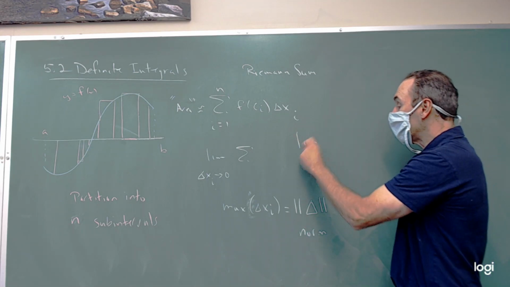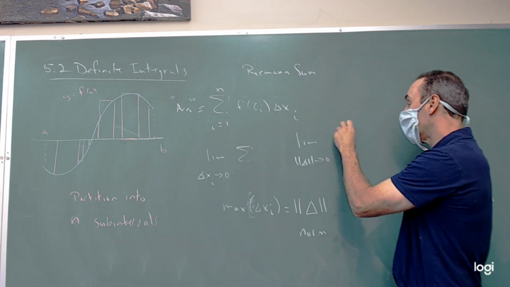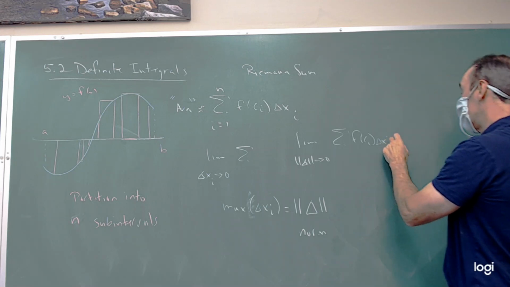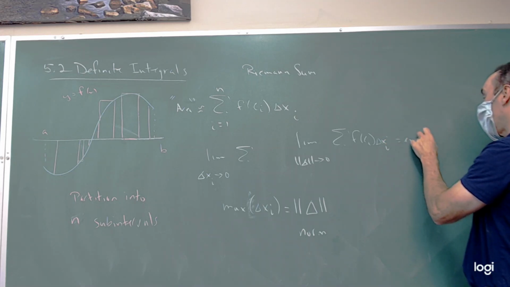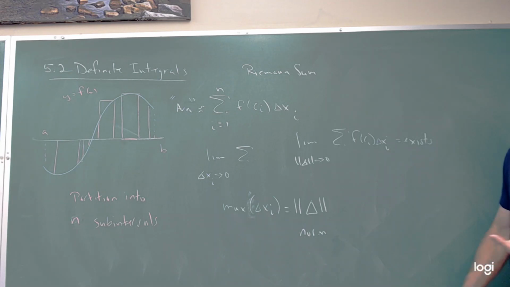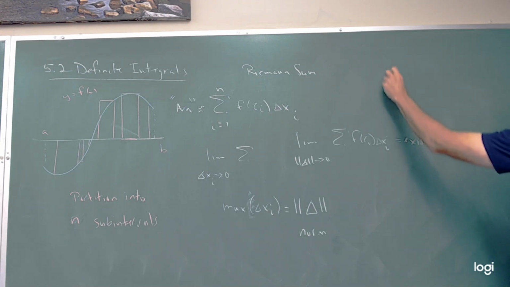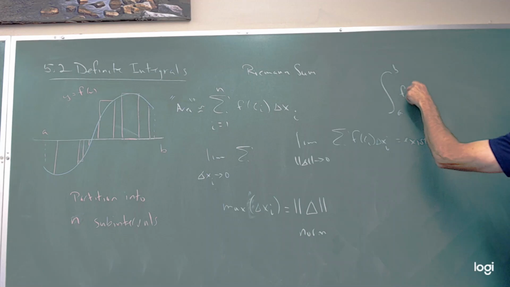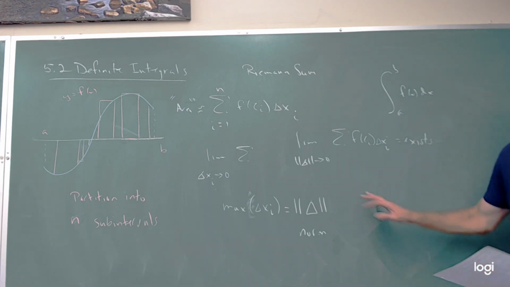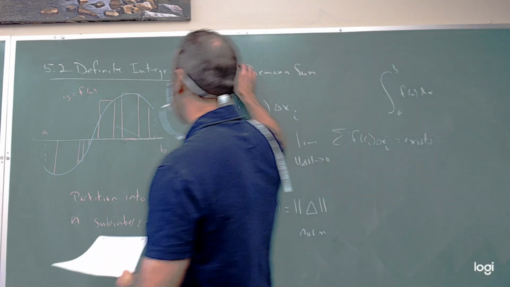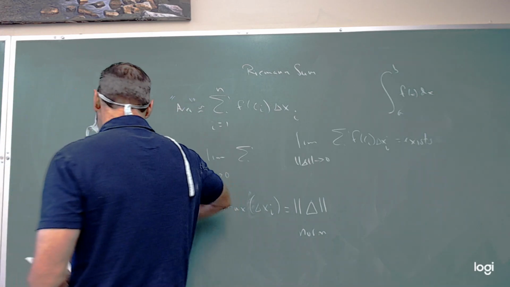And so if we say the limit as the norm goes to 0 of this sum, if that exists, so that gives you a finite number, then we don't call it the area, we call it the definite integral. That's actually our definition of a definite integral, which is kind of awkward and hard to work with, both conceptually and in actuality. So we kind of just need to know that that's what it is.